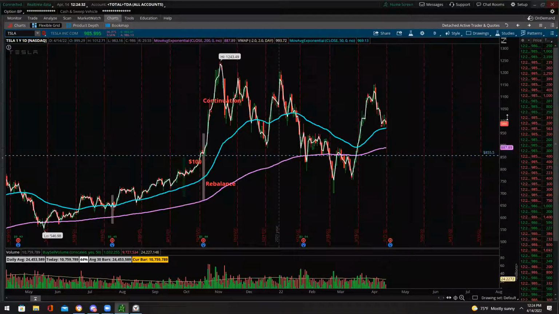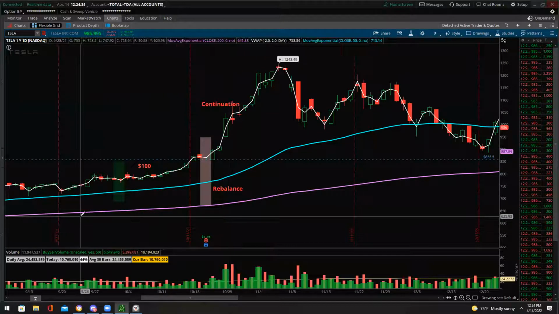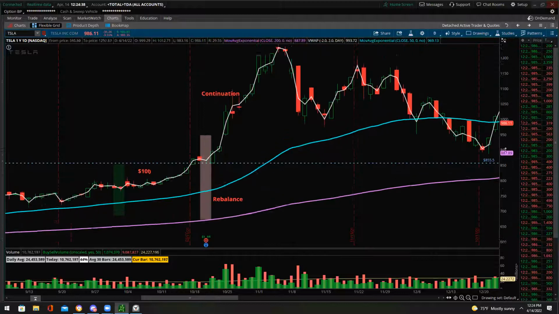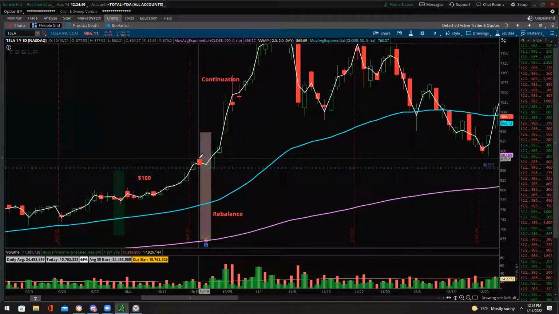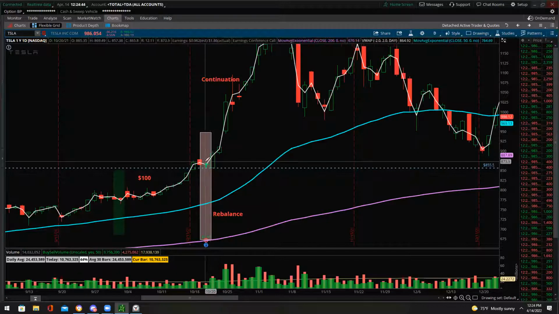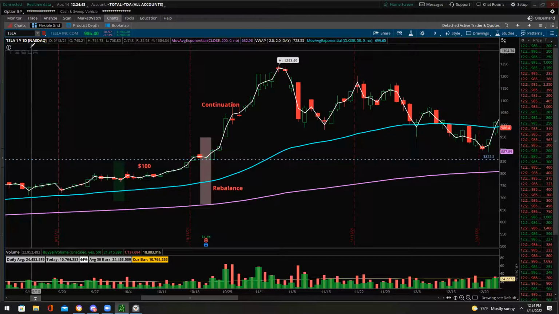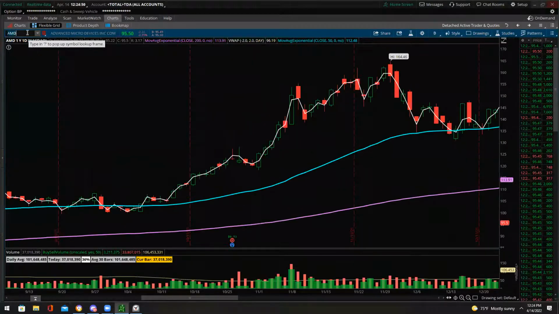So this type of stuff happens very, very often. You get the run up when we come into the earnings month. You get the really aggressive pop before the earnings event. You get the rebalancing state. Then you get the continuation, right? So let's do another example.